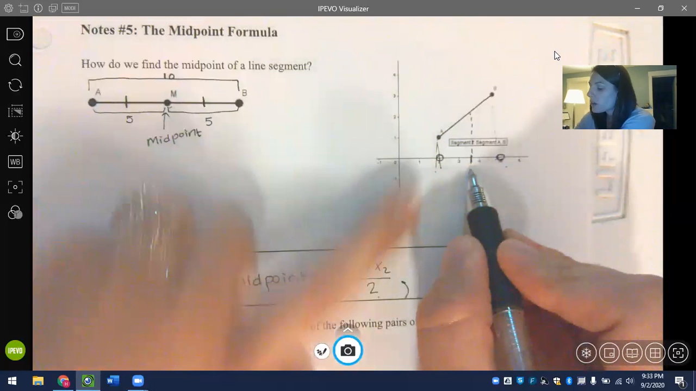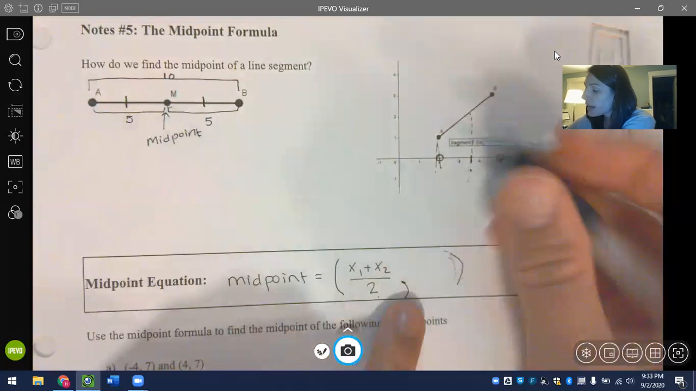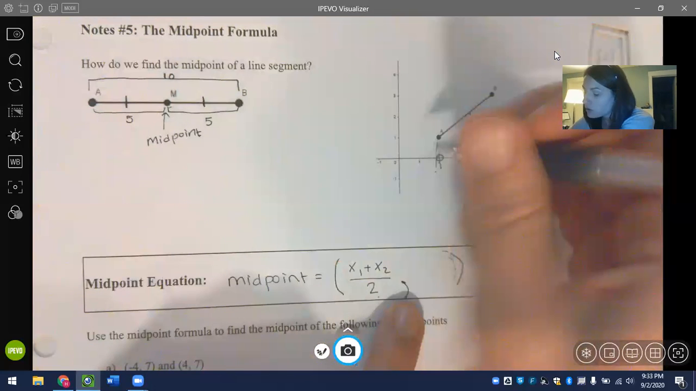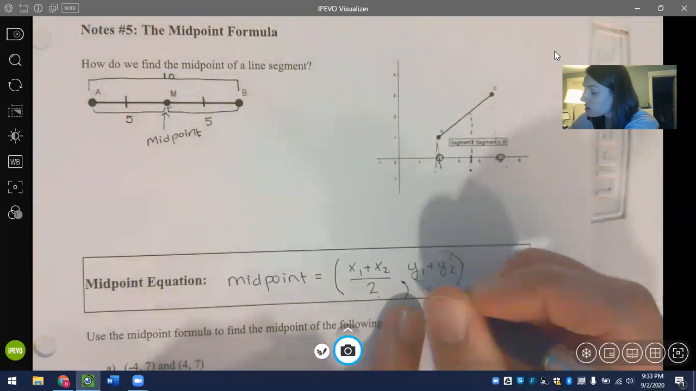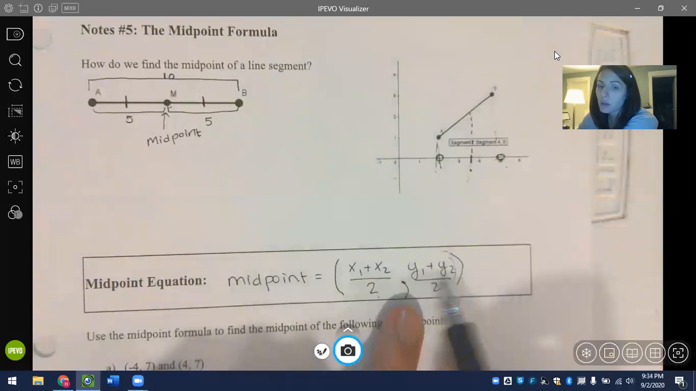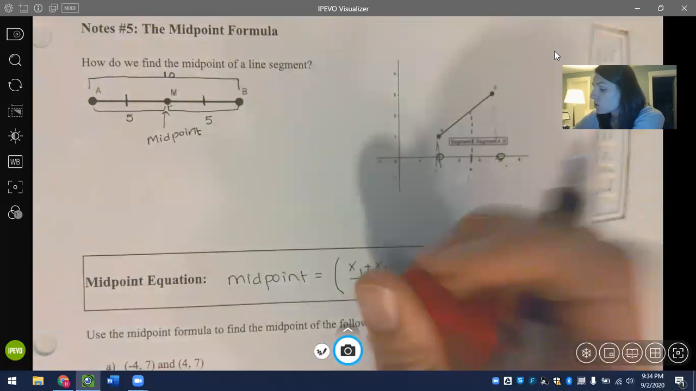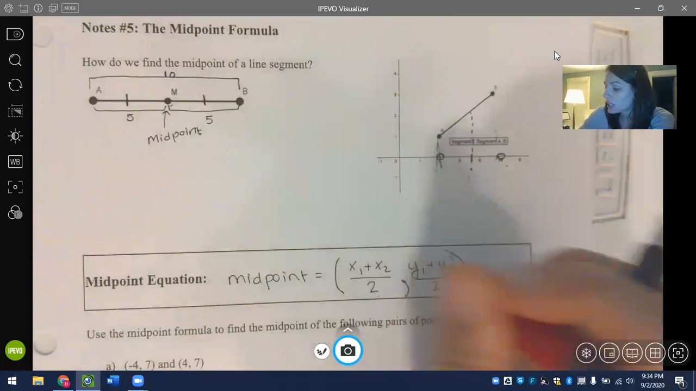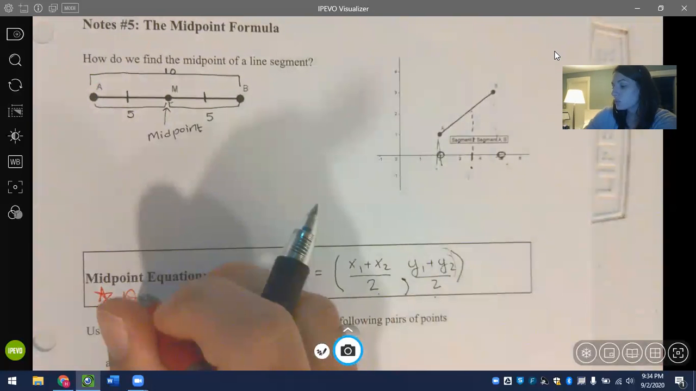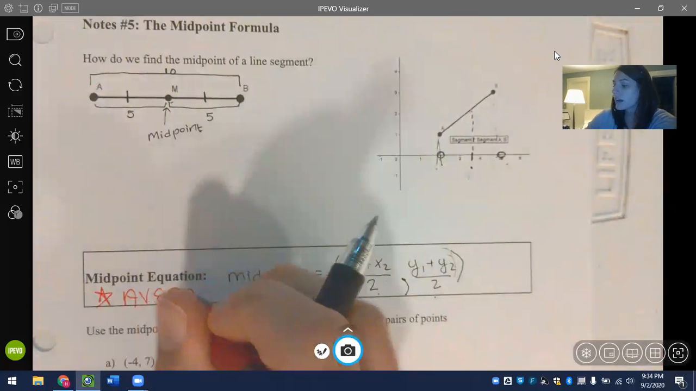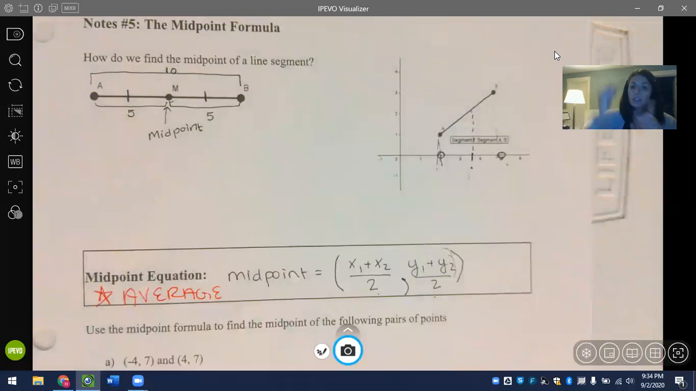To find the y value of my midpoint, all I'm going to do is find the average of my y's. So for my formula, to average something, I'm just adding up my y values and dividing by 2. I always like to tell kids it's really nice to have this larger idea that I don't need a midpoint equation. I just want to find the average. What is the average of the two x values? What's the average of the two y values? That's going to be where your middle value is, where your midpoint is.